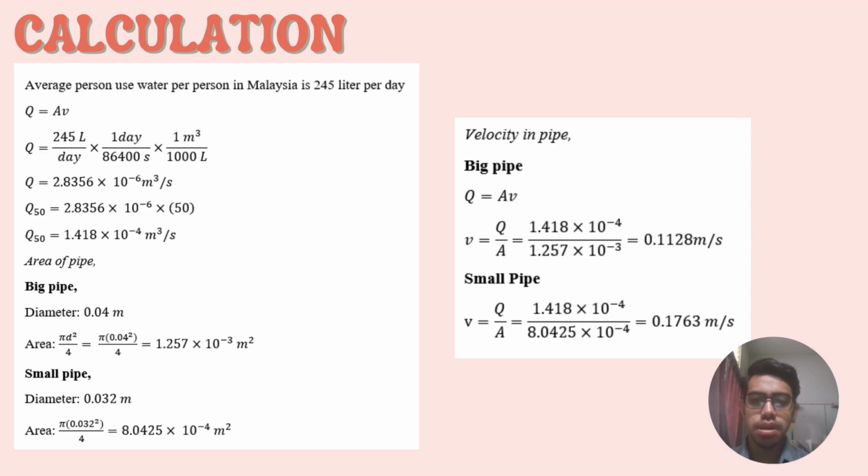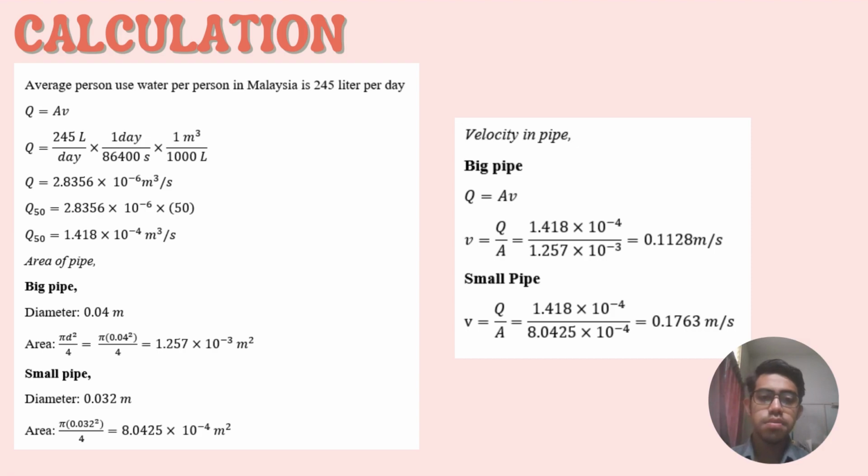Next, we need to calculate the area of the pipe. For this project, we use two different diameters of pipe, where the big pipe is 0.04 meter in diameter, and the small pipe has a diameter of 0.032 meter. Hence, we can calculate the area for both pipes, and we get 1.257 times 10 to the power of negative 3 meter square, and the small pipe will get 8.0425 times 10 to the power of negative 4 meter square.